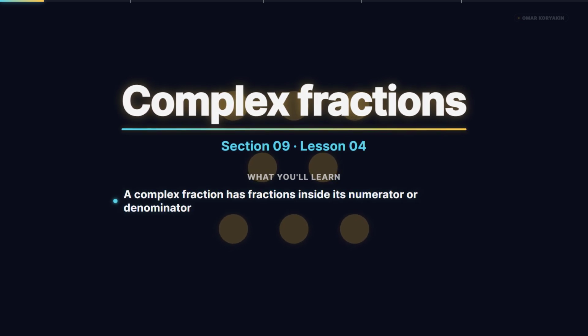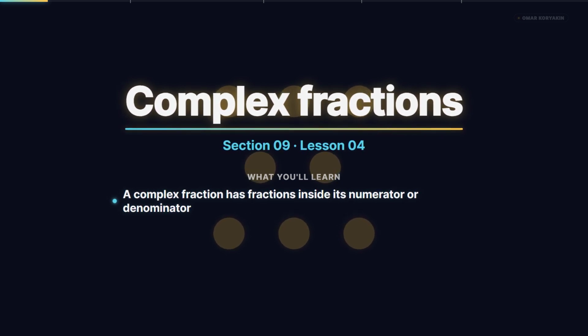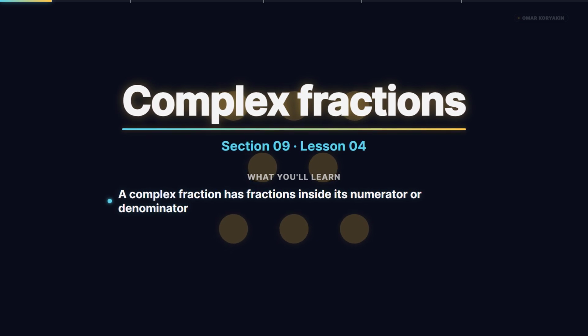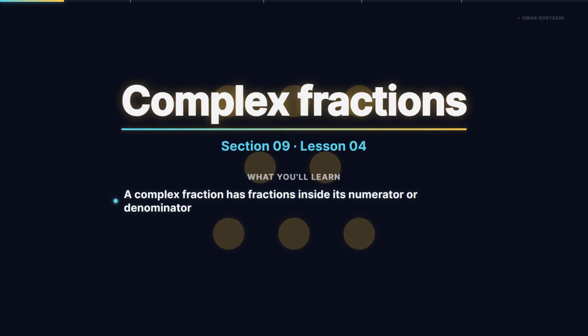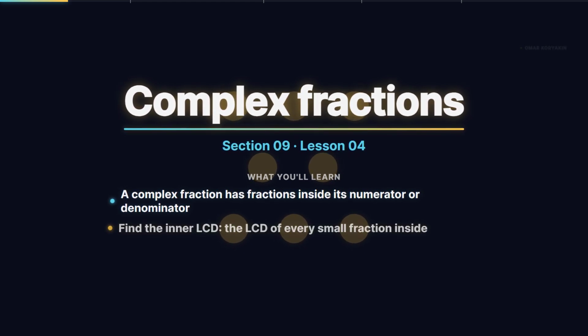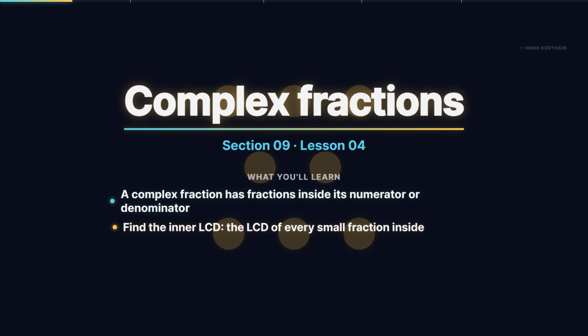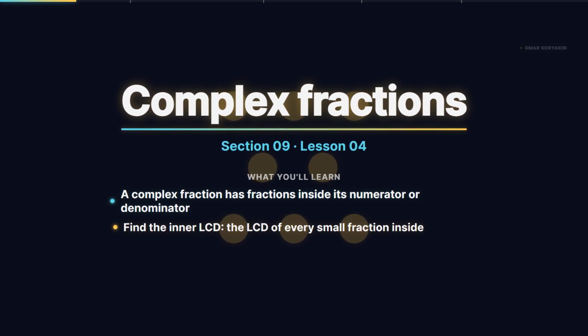The key idea is the inner LCD. Look at every small fraction inside the complex fraction, find the least common denominator of those inner fractions, and call that the inner LCD. It is the same kind of LCD you computed in Lesson 3, just one level deeper.